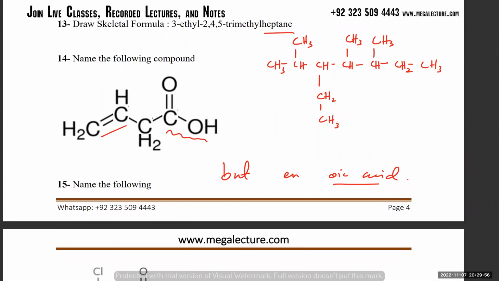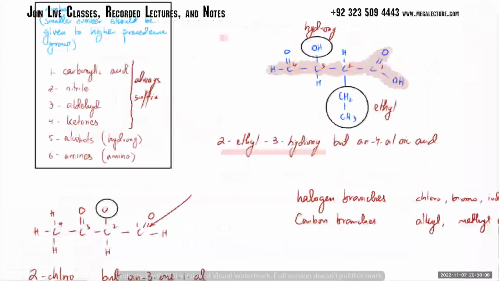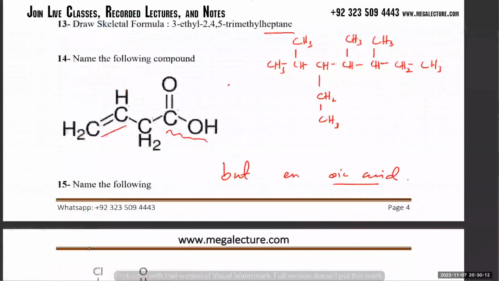And what is the position of the EN? Where will you count from? Which is the most significant group? Carboxylic. Okay, carboxylic acid is at the top of the list, it's the most important. So you're going to count from the right. So this is 1, this is 2. The double bond is at the third one. It's but-3-enoic acid.